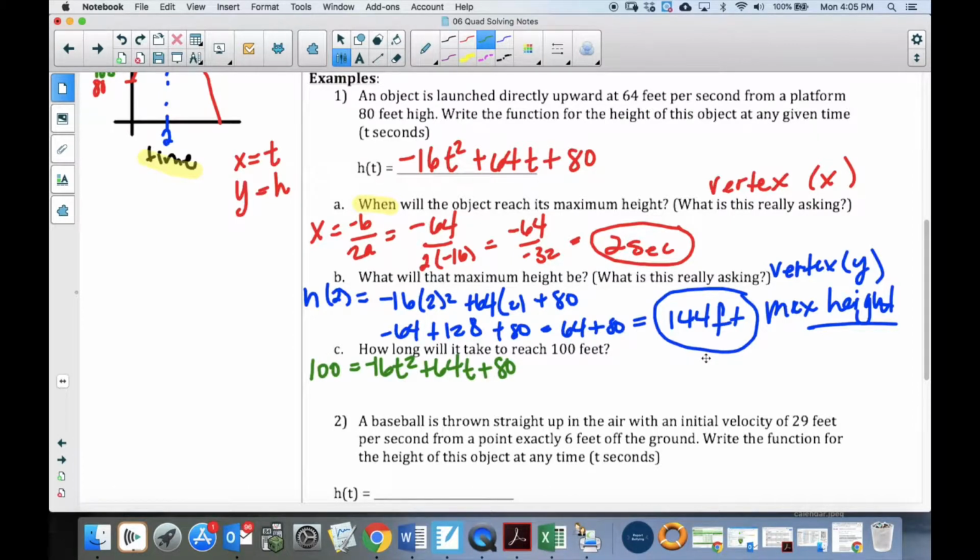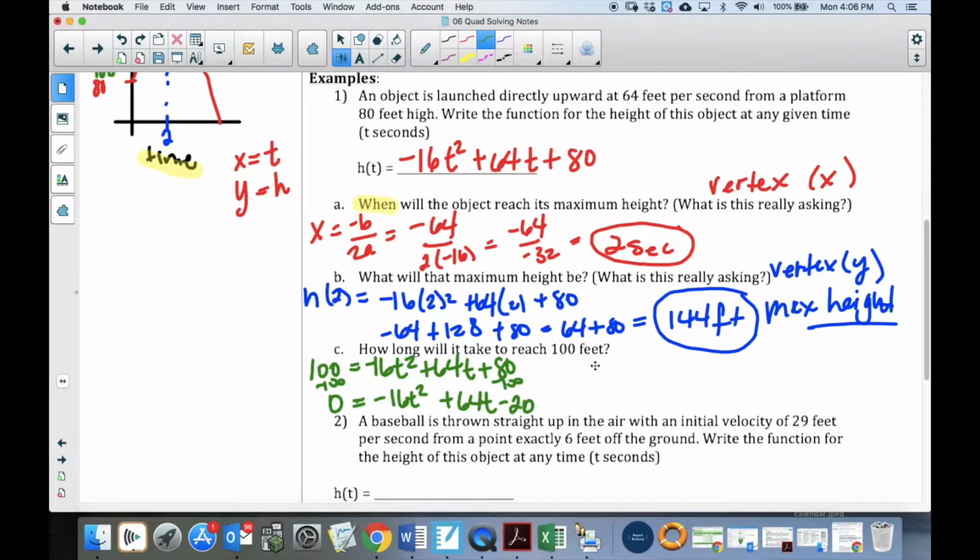We've learned a couple different ways to solve for t. Sometimes we factor, sometimes we use the quadratic formula, sometimes we just solve. In this case, we can't just solve because that 64t is there. So we either need to factor it or use the quadratic formula. But either way, we need to move that 100, so we need to subtract that over. So I'm going to go ahead and do that first.